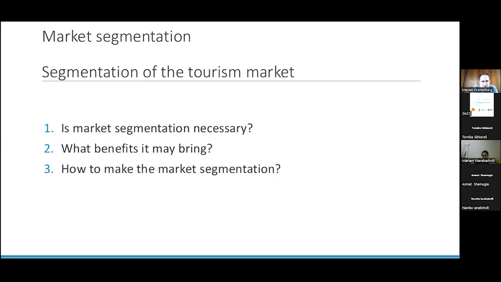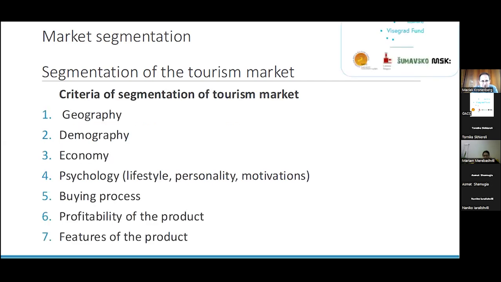Finally, one of the benefits of market segmentation is observing shifts on the market, observing how the market is changing, how the tourists participating are changing, their attitude, their needs. That's why it's so important. And then if we know that it's worth making this market segmentation, we can get to the point of how to make it. We have a number of criteria for how we can divide the tourism market.